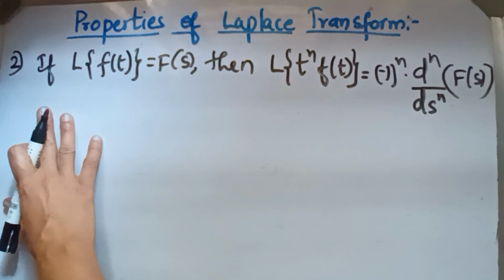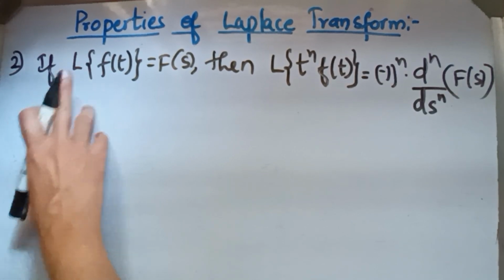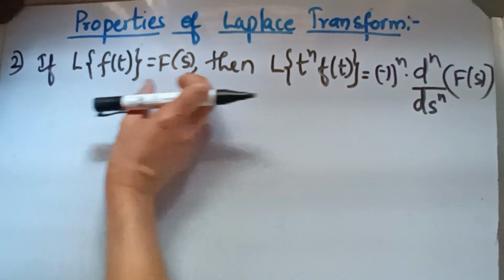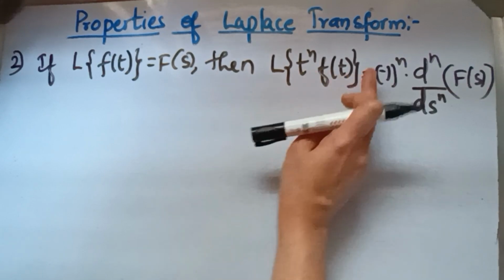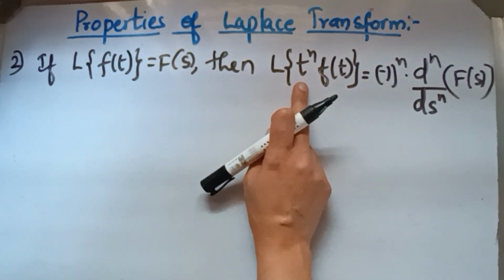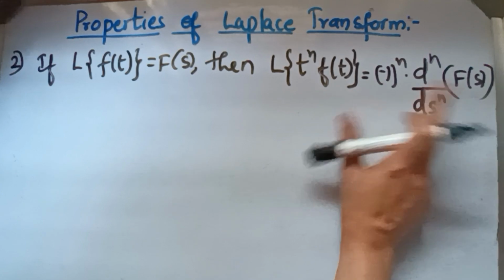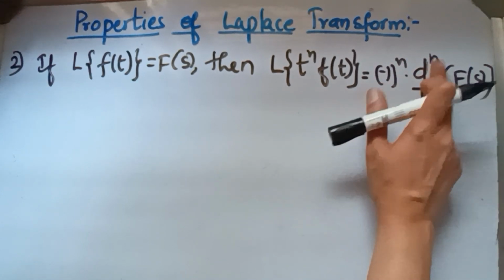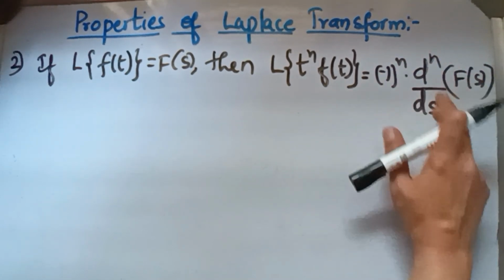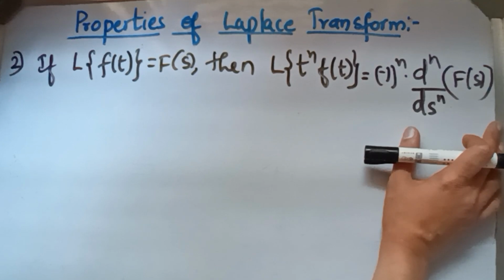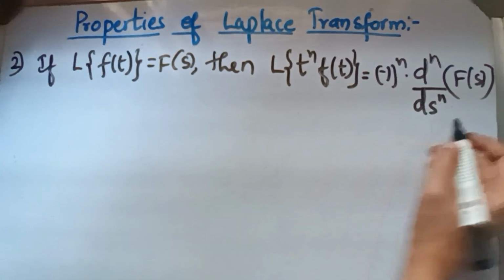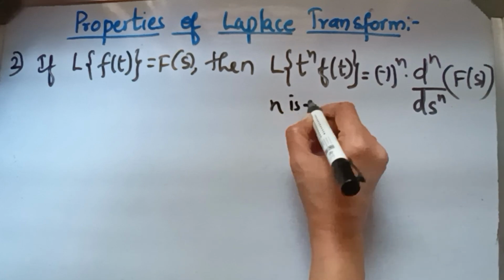Now see the second property of Laplace transform. If the Laplace transform of a function is F of s, then if that function is multiplied by t to the power n, then its Laplace transform is given by minus 1 power n into the nth derivative of F of s. Sometimes this is also called the derivative property of Laplace transform, where here n is a positive integer.